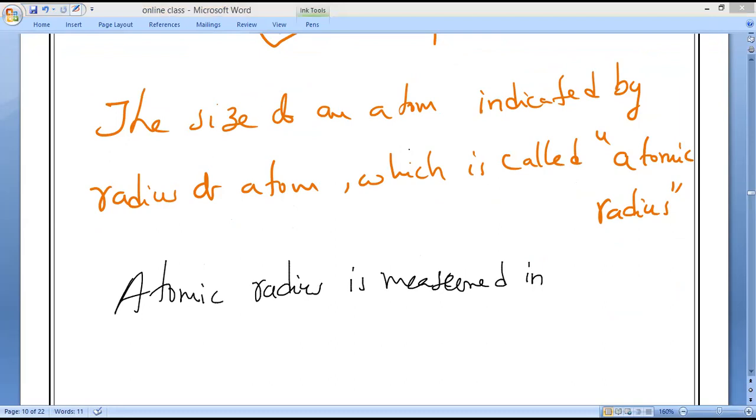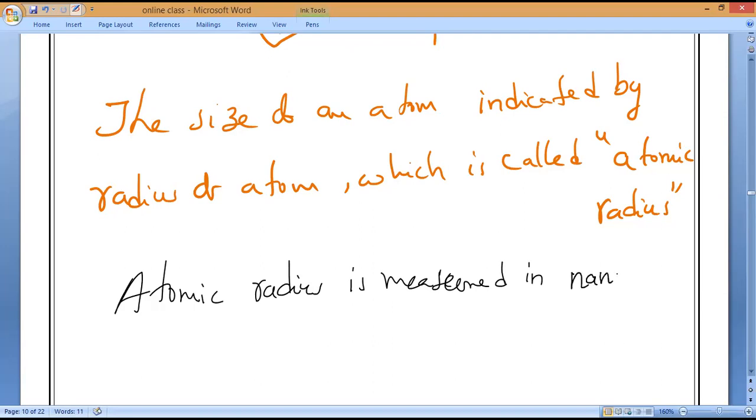Harish, Gokul, Akilan, Abhirami, anyone? Yes, please. Hari? Nanometers. Very good. Measured in nanometer unit. And the symbol of nanometer is nm, indicating nanometer.